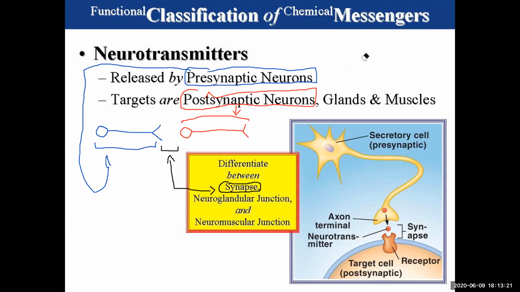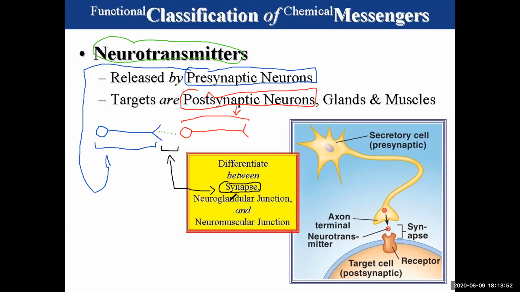So I'm going to do green here. So the chemical messengers are released. So each green dot is a neurotransmitter. Okay. So that's signaling, chemical signaling between neurons. So the microscopic space between two neurons is called a synapse.